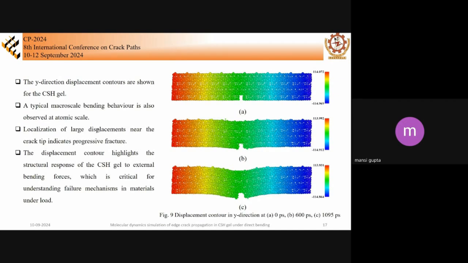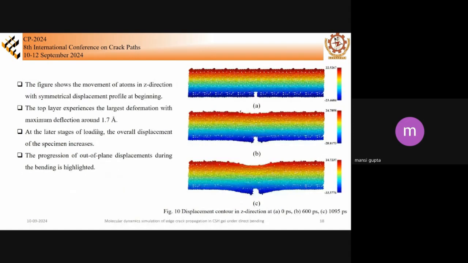The y-direction displacement contours are shown here. A typical macro-scale bending behavior is also observed at the atomic scale. Localization of large displacements near the crack tip indicates progressive fracture. The displacement contour highlights the structural response of CSH to external bending forces, which is crucial for understanding the failure mechanisms in materials under load.